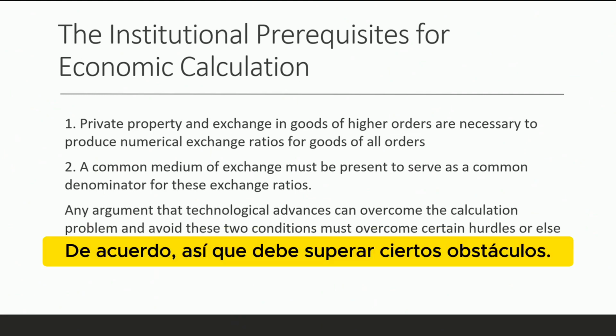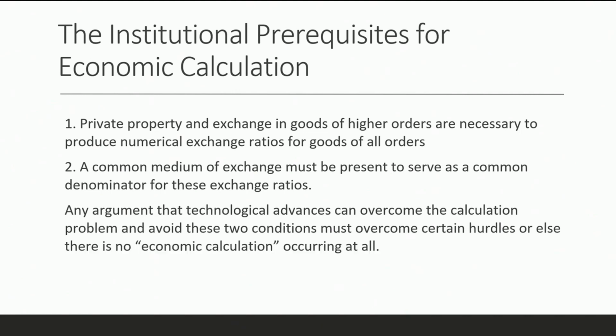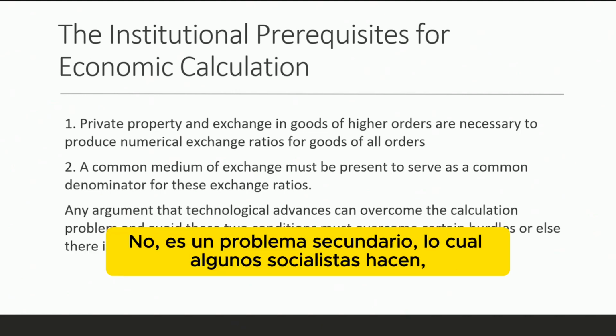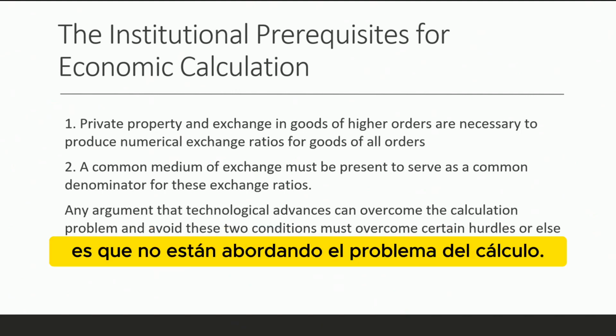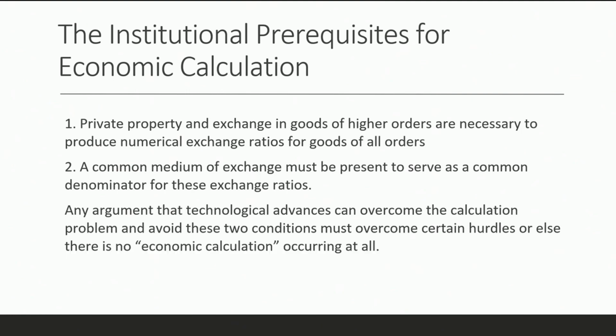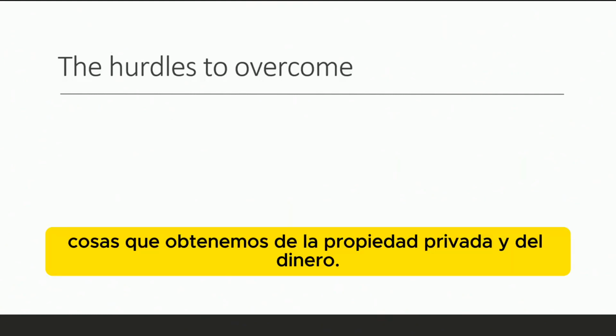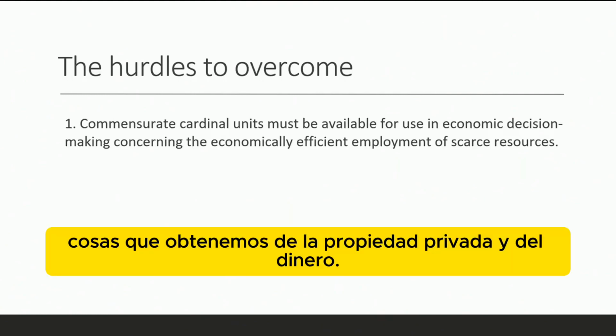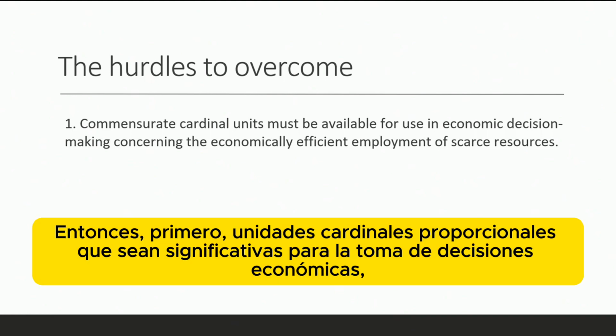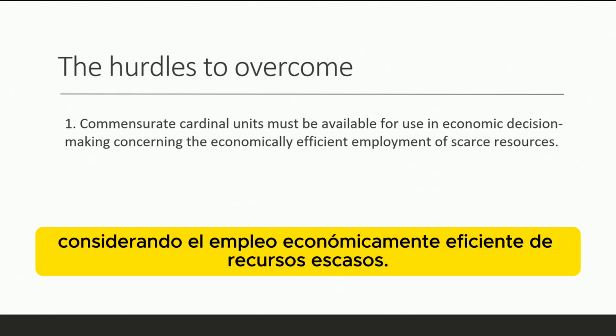Okay, so it must overcome certain hurdles. Anything else you're doing is a side issue, which some of the socialists do. It's like you're not addressing the calculation problem. So these hurdles to overcome are the things we get from private property and money. So first, commensurate cardinal units that are meaningful for economic decision making, considering the economically efficient employment of scarce resources.